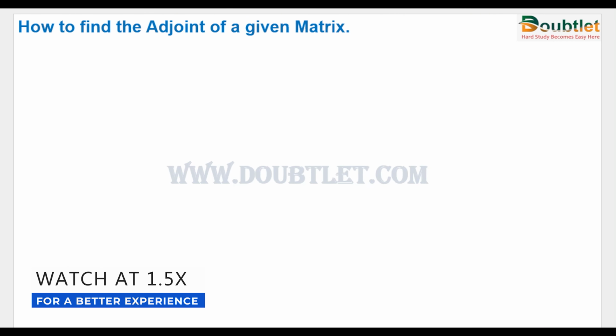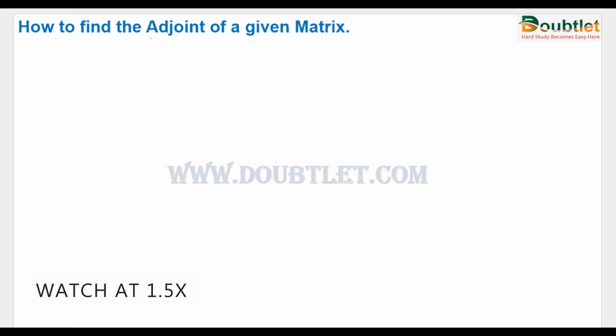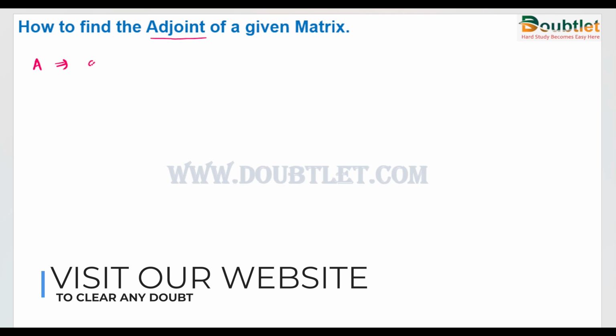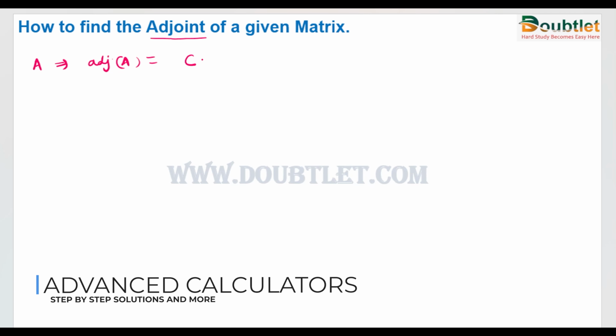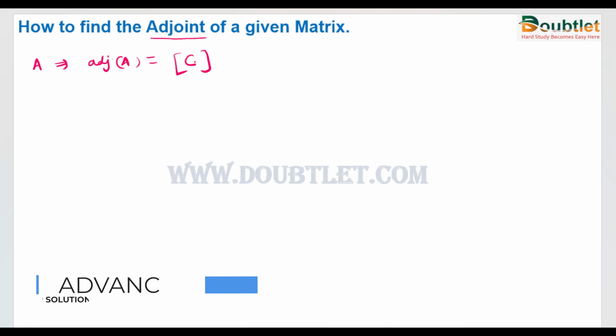In this video, we will learn how to find the adjoint of any given matrix. Suppose there is a matrix given that is A. Then to find the adjoint of that matrix, what we need to do? We need to find the transpose of the cofactor matrix. So suppose C represents the cofactor matrix of A, then the transpose of this is known as the adjoint of A.